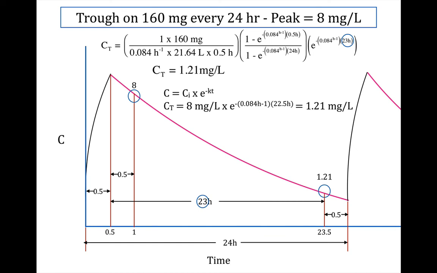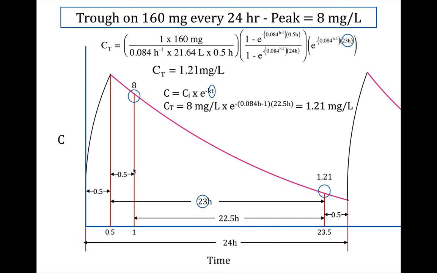We can also calculate it using our formula C equals CI times e to the minus KT. What we need to know is the time after the CI that the concentration is drawn. In this case, the trough. The CI would be the peak at 8 milligrams per liter. So the time between those two is 22.5 hours.